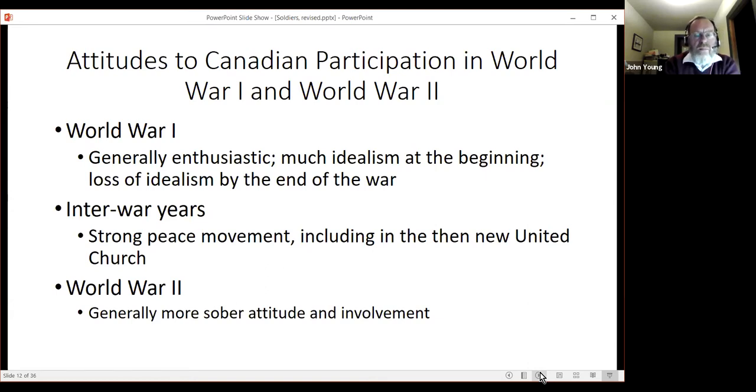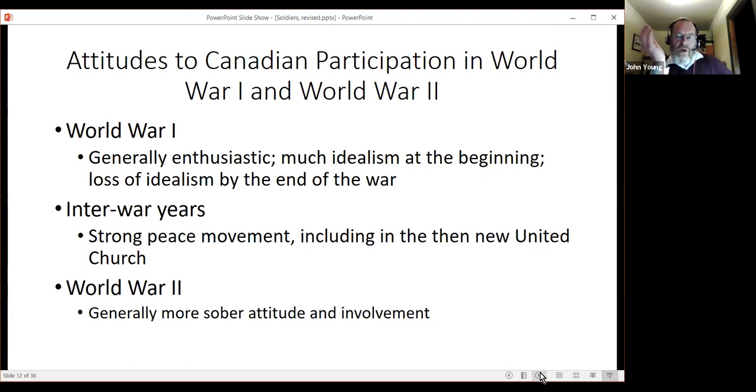J.S. Woodsworth leaves the Methodist ministry over his experience of a church service he attends at what was then St. James Methodist Church in Montreal, and just the way the war was approached. And this was something that was certainly not unique to Methodism. It marked a number of different church groups in Canada at the time. There was very much a connection between volunteering for the war and being a faithful Christian.